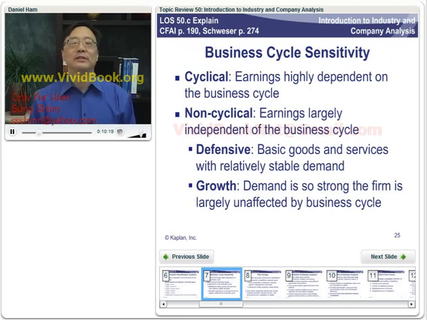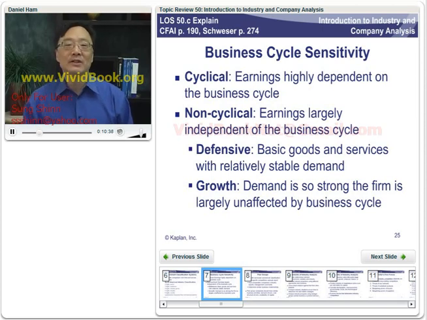Now we're back to the business cycle sensitivity. I'm going to give you an example of two classifications, cyclical and non-cyclical. Once again, cyclicals are highly sensitive. Non-cyclicals could be less sensitive or non-sensitive. And I'll give you an example of both.